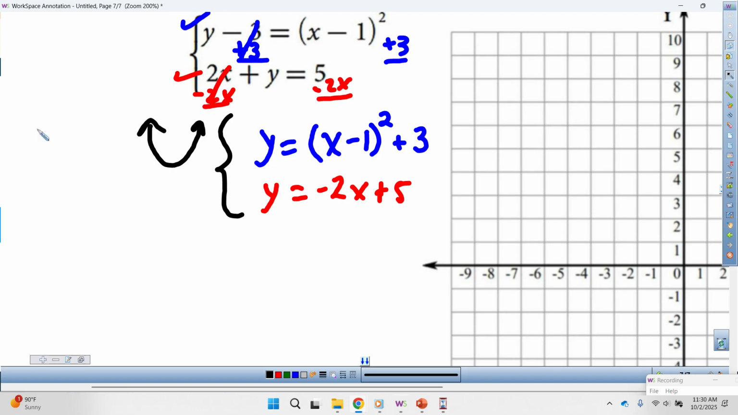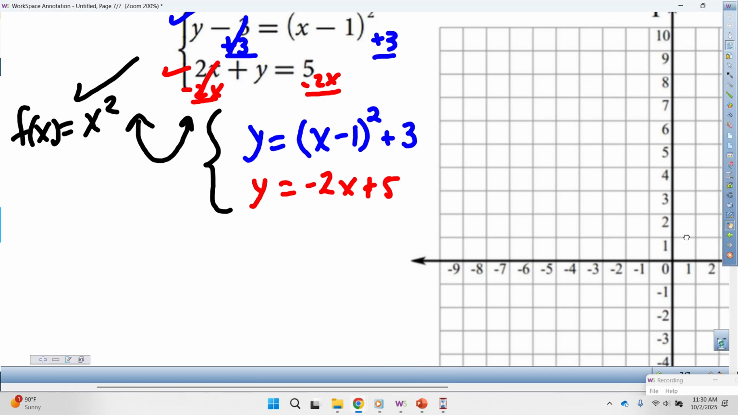So, question: what was the parent function of that kind of graph? What do you guys remember? f of x equals what? x squared. That is correct. So that's the first thing that we need to keep in mind. With that said, we need to come up with 5 points for our original parent function. Tell your neighbor the 5 points we're going to use. By now you should know them.